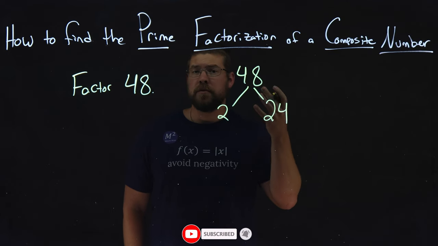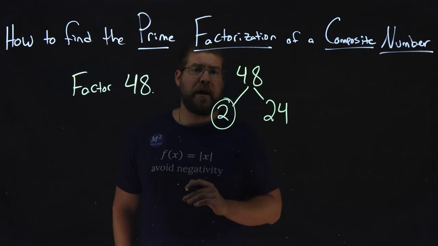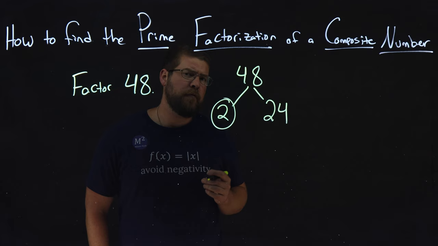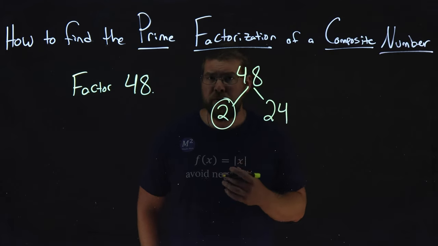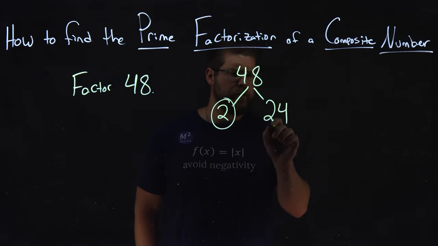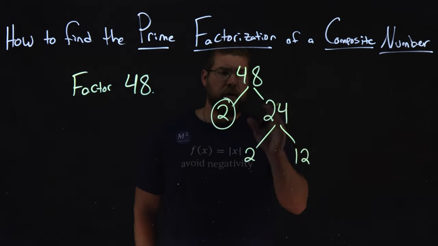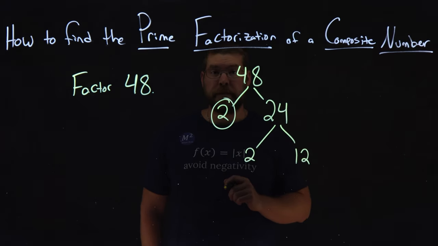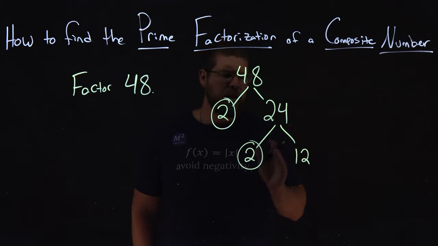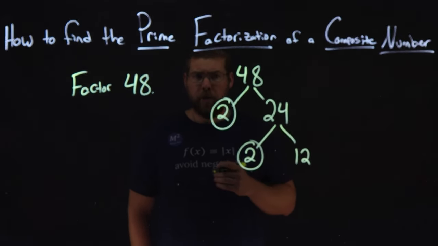Are any of these numbers prime? Well, 2 is prime, so I'm going to circle that. I can't break that down anymore. What about 24? Let's repeat this process. Well, 24 is 2 times 12. So right there, we have 2 times 12 gets me that 24. And, well, 2 is prime, so I can circle that. 24 is not, so we'll have to keep on going.